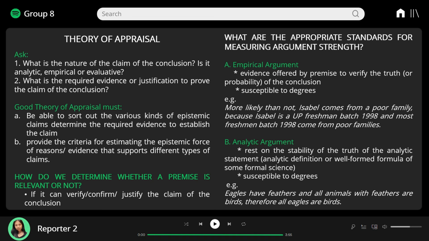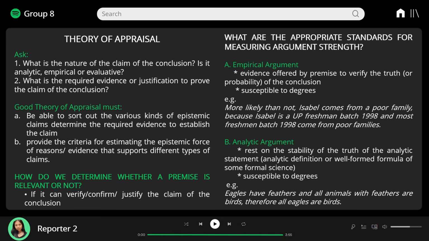So a good theory of appraisal must be able to sort out the various kinds of epistemic claims and determine the required evidence to establish the claim. Or sinasabi na we should know how to sort out different epistemic claims that will be needed as an evidence to support a certain claim. B. Provide the criteria for estimating the epistemic force of reason or reasons, evidence that supports different types of claims. Or magpro-provide ng criteria ng reason or evidence kung ano ba yung i-reject or i-accept mo that will be used to support a certain claim.